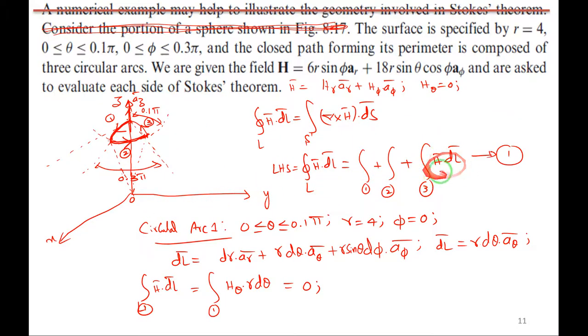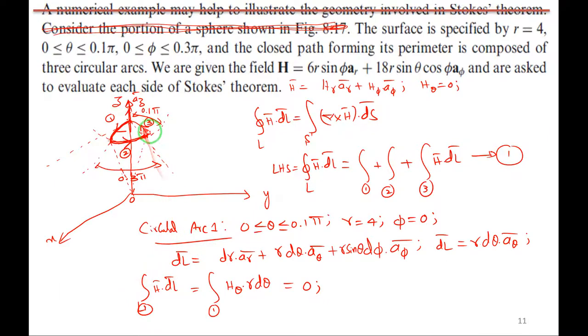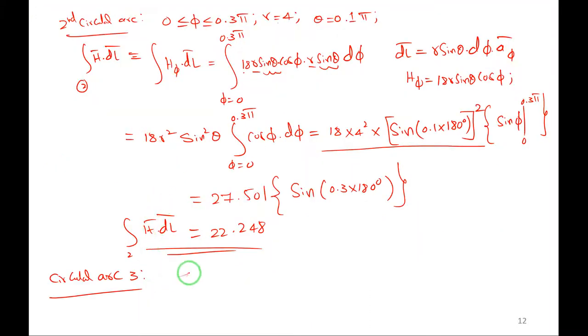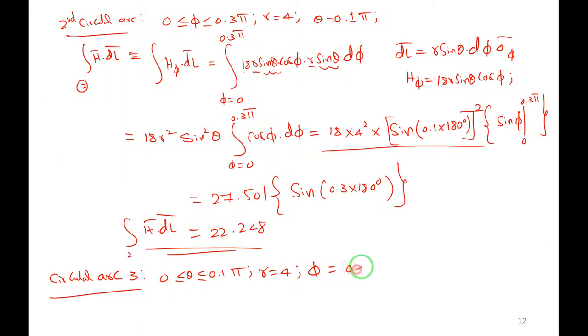Next, the third one, h dot dl. So circular arc 3. Along this circular arc 3, observe here. It is similar to your arc 1, but it is in exactly the opposite direction. So what is varying? Theta is varying, from 0 to 0.1 pi. Then r is fixed, that is 4. What about phi? Here phi was 0 on the first arc. Next phi will come here, because after moving here only it will come here. Means phi has maximum value 0.3 pi. So phi is 0.3 pi. I hope you got it.